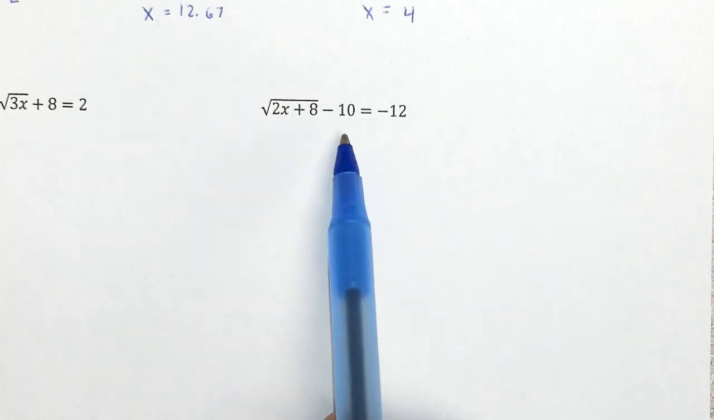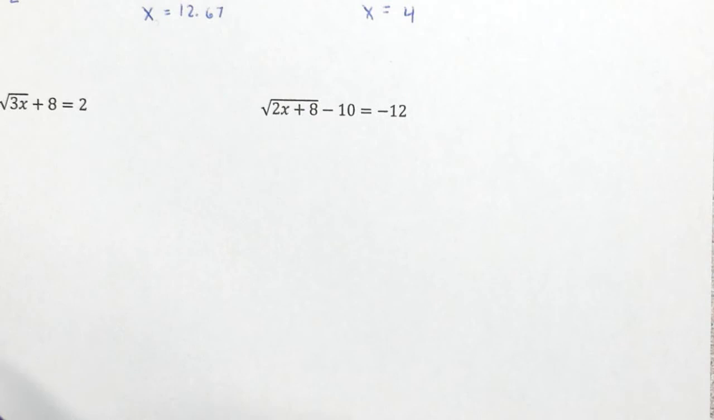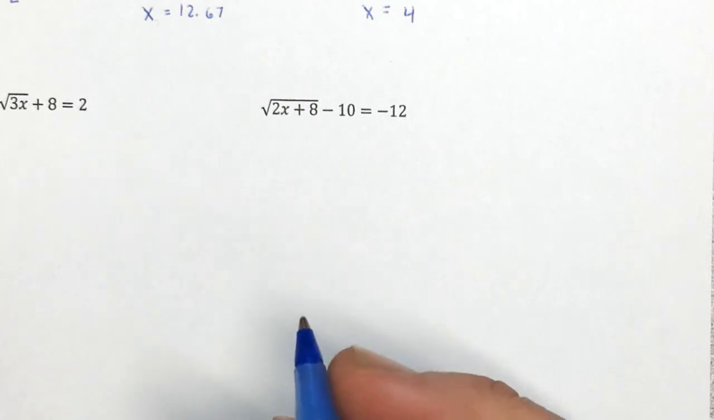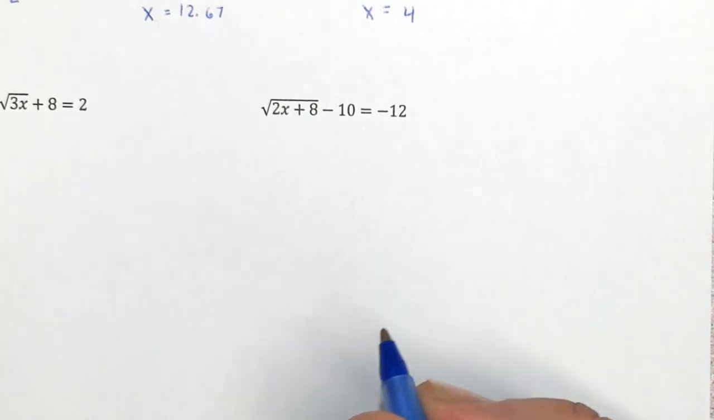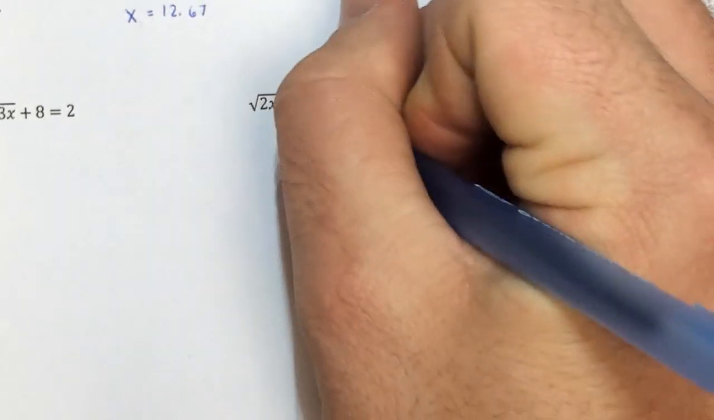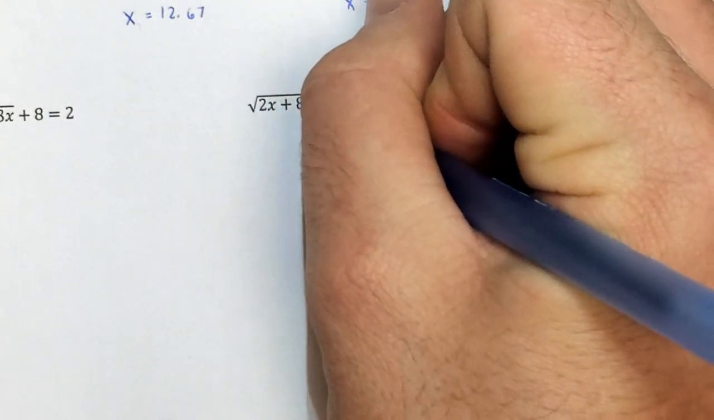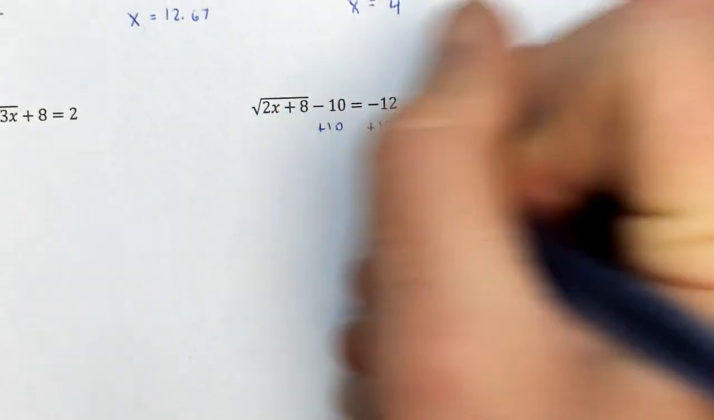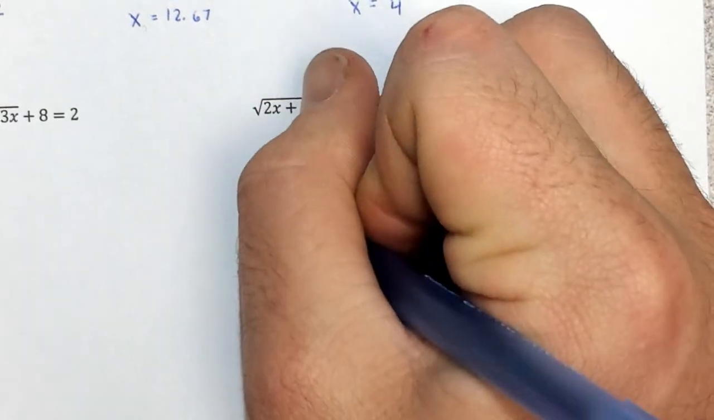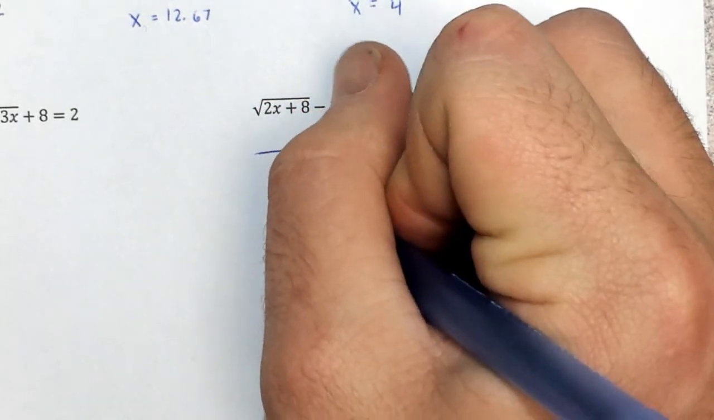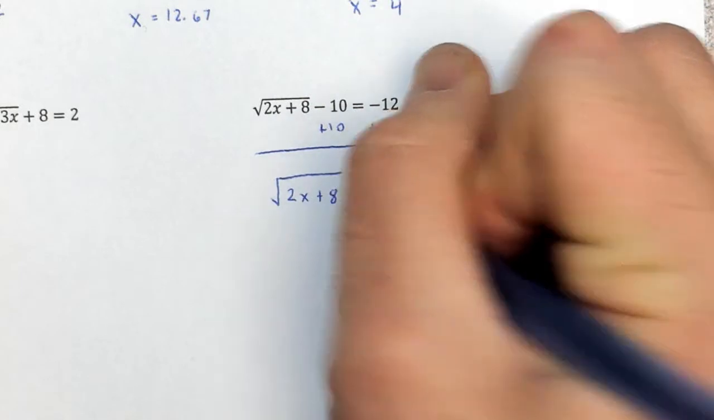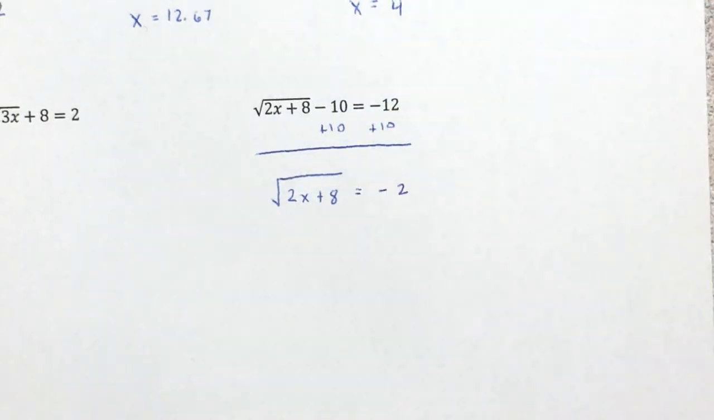Sasha, what is there that needs to not be there? The negative 10. And how would I get rid of it, Sasha? I would add 10. So I'm going to add 10 over here, add 10 over there. I get square root 2x plus 8 is equal to negative 2.